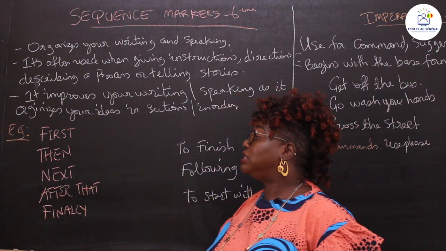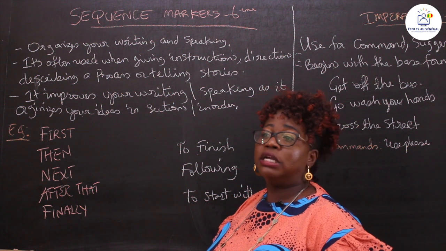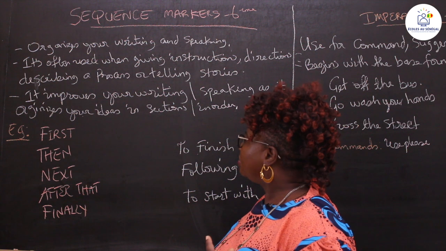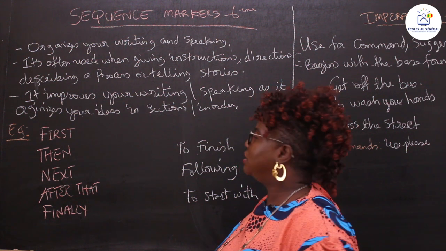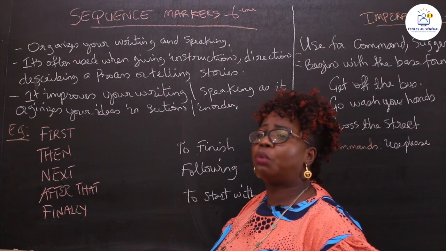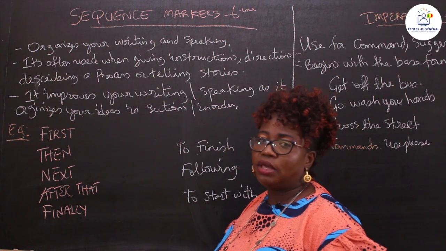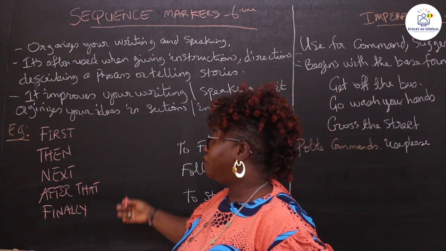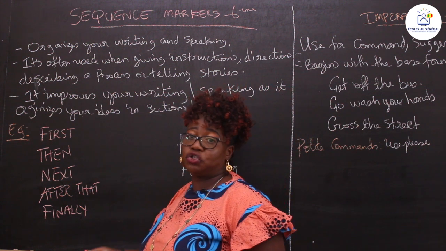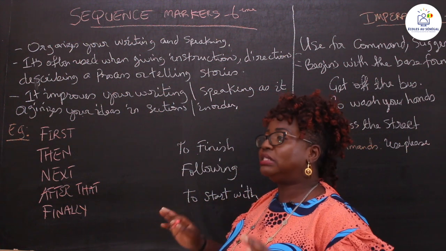So these are the different steps that you can use as far as sequence markers. If you're describing a procedure, if you're telling a story, if you're giving instructions and you need to follow the instructions, or you're giving directions to someone who is probably lost, these are some of the steps that you have to use. Oftentimes you may not need to use all 5. Sometimes you just need to use first, then, and finally, because maybe there are just 3 steps. But these are the 5 main steps about sequence markers.